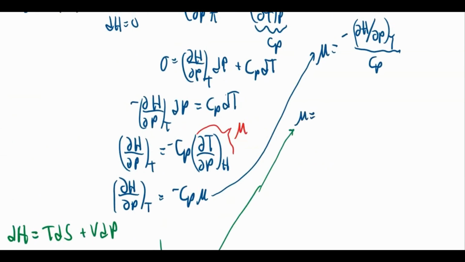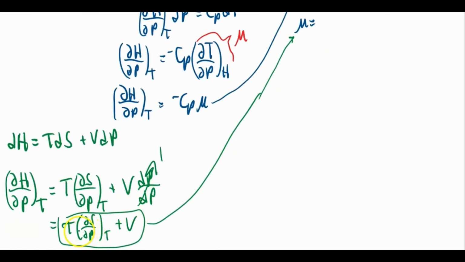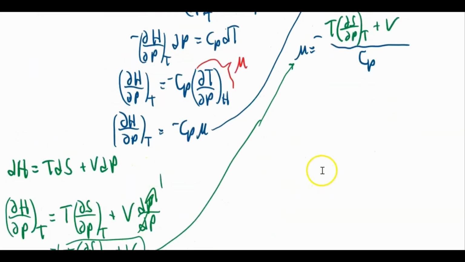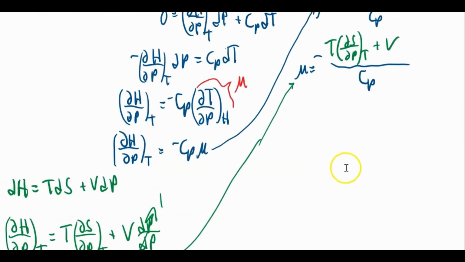So the Joule-Thomson coefficient equals negative, and this numerator is T partial S over partial P, entropy holding temperature constant, plus the volume. And all of that is divided by Cp. Did I get that right? Let me double check. Yep, I think that's good.